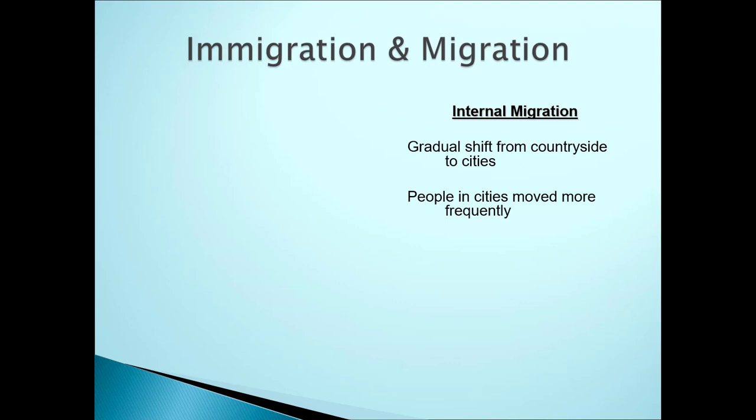Internal migration: a gradual shift from the countryside to the cities, because the young kids, the young men especially, didn't want to stay on the farm like their dads did. They wanted to go to the cities where the big lights were and get a job. And people who lived in cities moved more frequently.